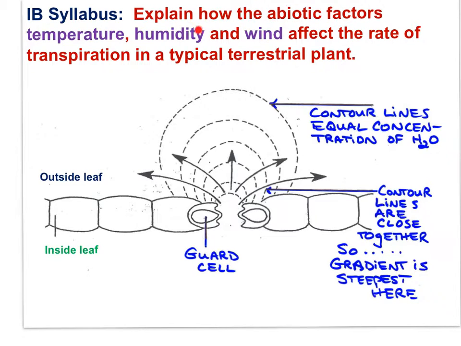Before looking at the influence of humidity and wind on the rate of transpiration, I want to remind you of the water vapor gradient that exists from the inside of the leaf to the outside. These lines represent different water vapor concentrations, more concentrated here, less here. If the gradient occurs over a short distance, the gradient is steep and the rate of transpiration is high. If the gradient occurs over a longer distance, the gradient is less steep. The rate of transpiration is less.